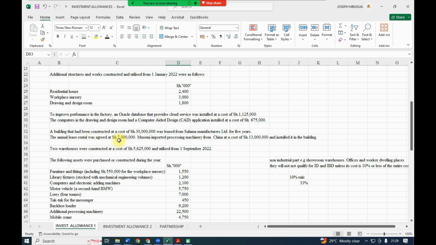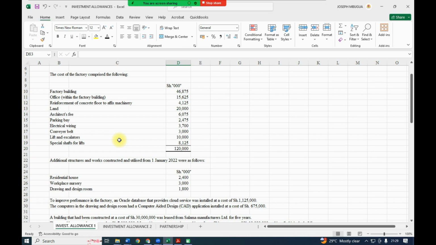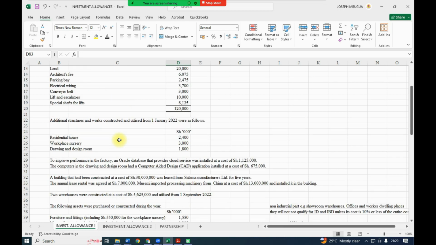So for this one, when you are leasing, you don't own the asset. You only have what you call the right of use. And therefore you cannot claim the capital allowance on a leased asset. The owner is the one that will claim that. And therefore I think that's all that we have covered.